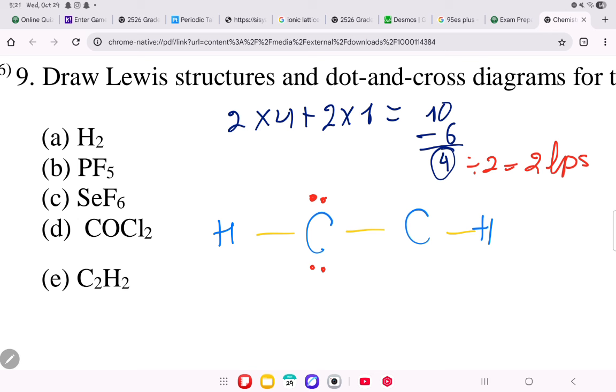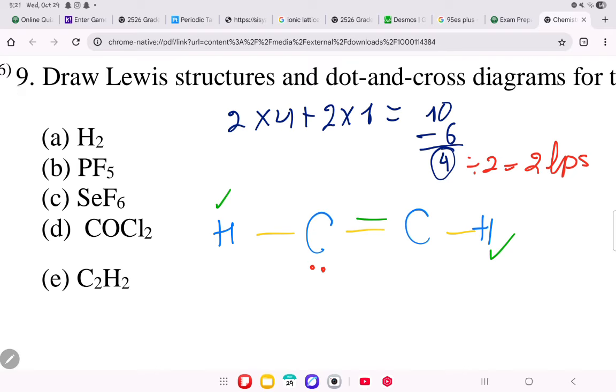This is completing the duplet, it has 2 electrons. This is completing the octet, it has 8 electrons. This is not completing the octet, and this is completing the duplet. So what do we need to do in this scenario? We will need to change the lone pairs so that this carbon is completing the octet as well.